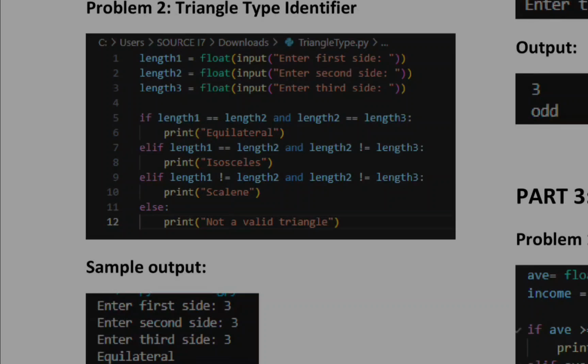So, our sample output: the first side we entered is 3, the second side is 3, and the third side is 3. The result is equilateral. Since length 1 is equal to length 2, and length 2 is equal to length 3, they are all the same size. That is why it is called an equilateral triangle.